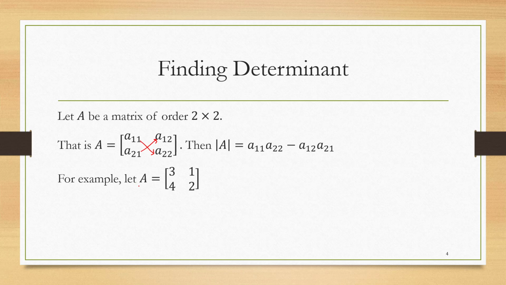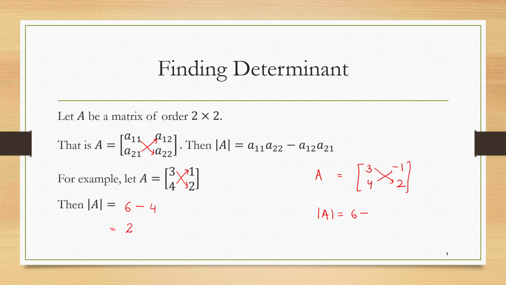Let's see with the help of an example. For example, let A be equal to [3, 1; 4, 2]. Then determinant A is the product of diagonal entries, that is 6, minus the product of non-diagonal entries, 4. So 6 minus 4, that is 2. Let's take another example. Let A be equal to [3, -1; 4, 2]. Then determinant A is equal to 3 twos are 6, minus 4 into -1, which is -4. So 6 plus 4, it is 10.